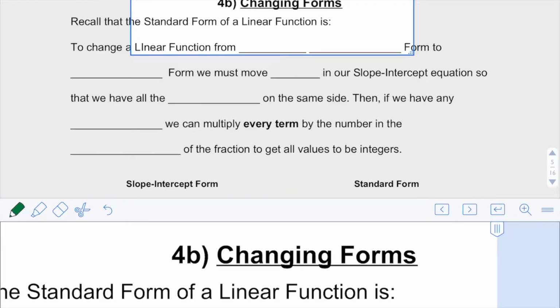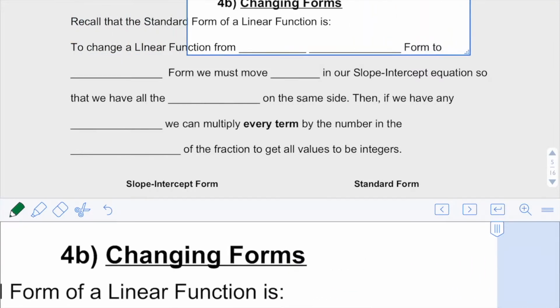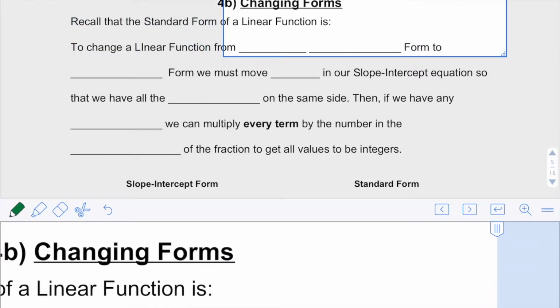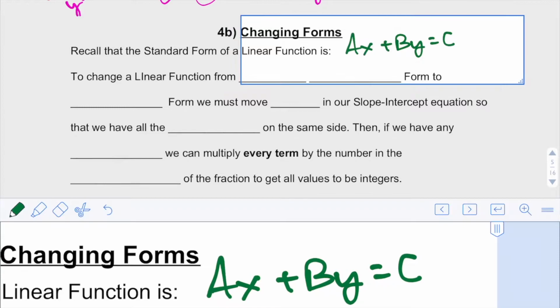This is Tier 1, Lesson 4b, Changing Forms, and we're going to change forms from slope-intercept to standard form. And from middle school, you should have touched on the fact that standard form of a linear function is ax plus by is equal to c. And notice all your integer letters are capitalized and all your variable letters are lowercase.